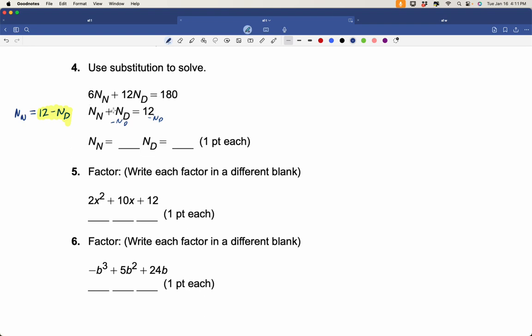So I'm going to rewrite this substituting that in for NN. So 6, and here's my NN, 12 minus ND, plus 12 ND is equal to 180. So 6 times 12, that's 72, minus 6 ND plus 12 ND is equal to 180. Subtract 72 from both sides. Combine like terms. 6 ND is equal to 108.